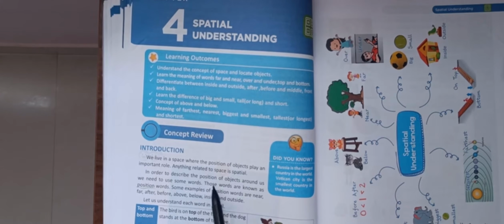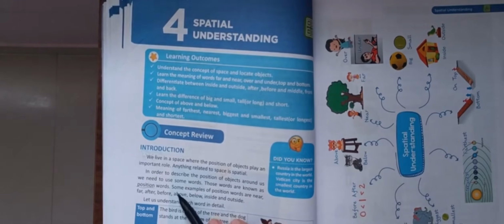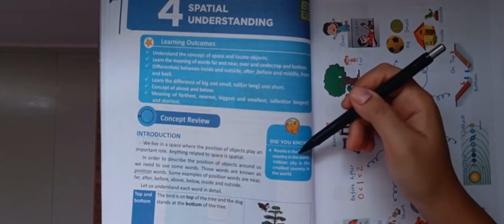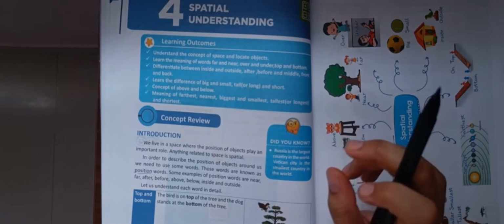In order to describe the position of objects around us, we need to use some words. Those words are known as position words. So the words we use to describe the position of anything, we call them position words. Some position words are near, far, before, after, above, below, inside, and outside. Russia is the largest country in the world, and Vatican City is the smallest country in the world.